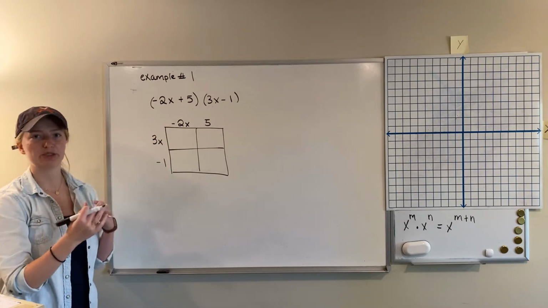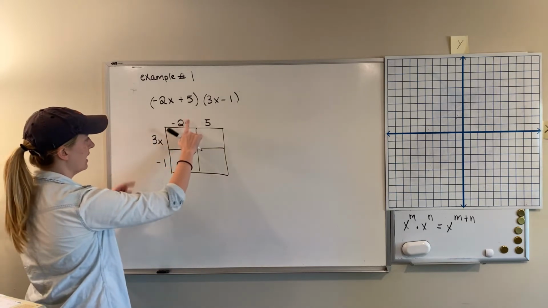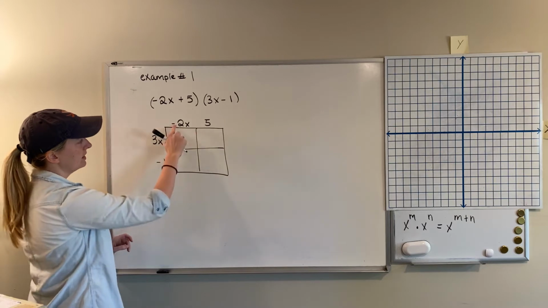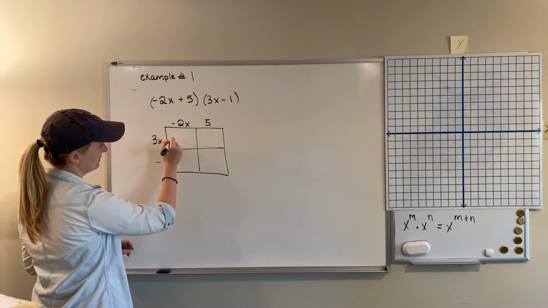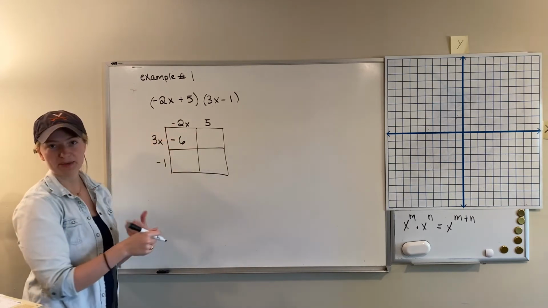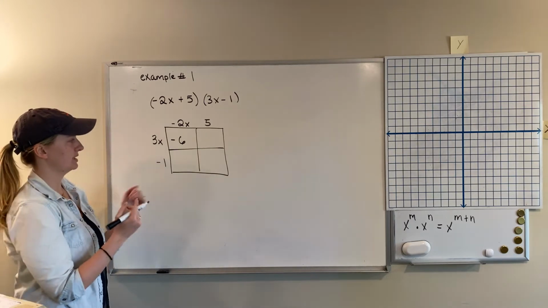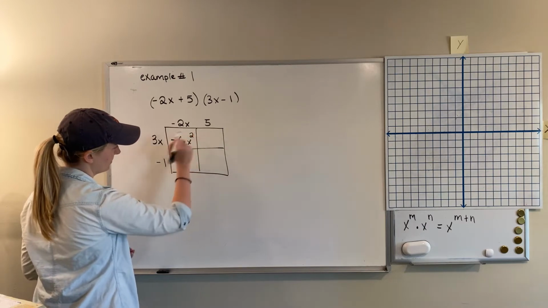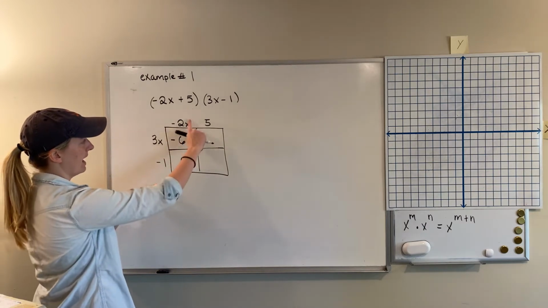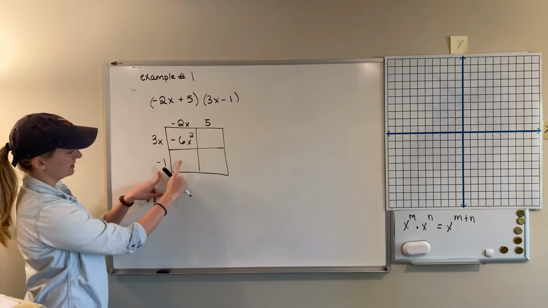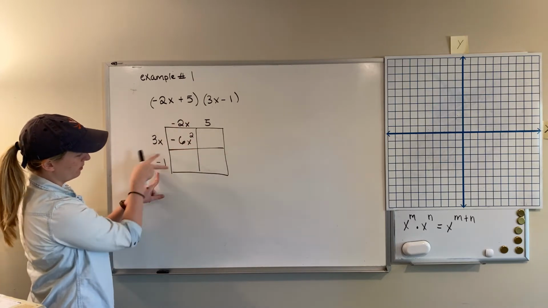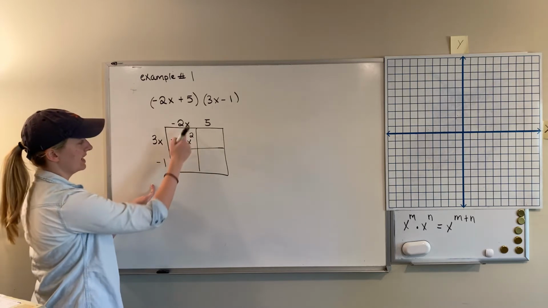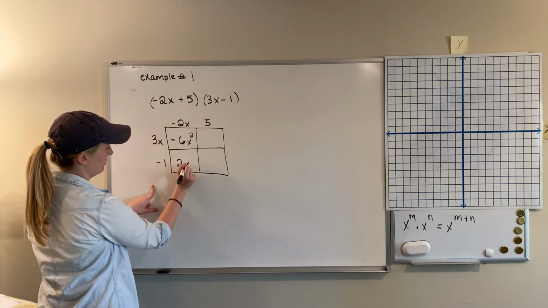Using your box, you're going to multiply each chamber. So here, I have negative 2 times 3, the top and the side. Negative 2 times 3 is negative 6. Remembering your exponent rules, x times x to the first, add your exponents together. It's going to be x squared. Let's go down. I have negative 2x times negative 1. So negative 2 times negative 1 is going to be positive 2. Just tack your x on because there's no x here.